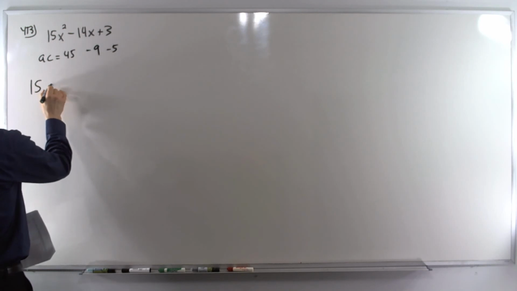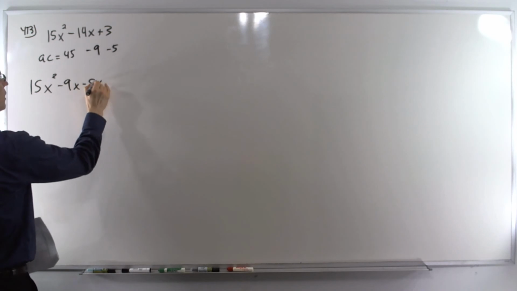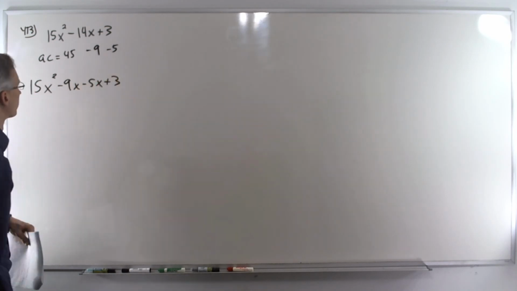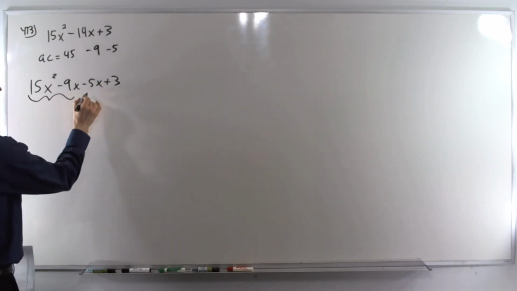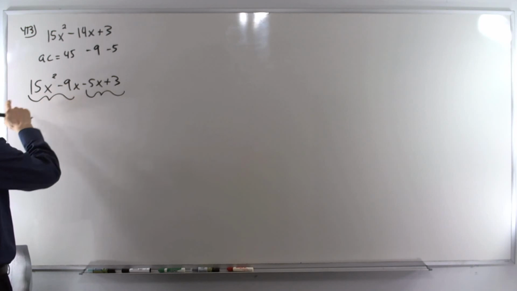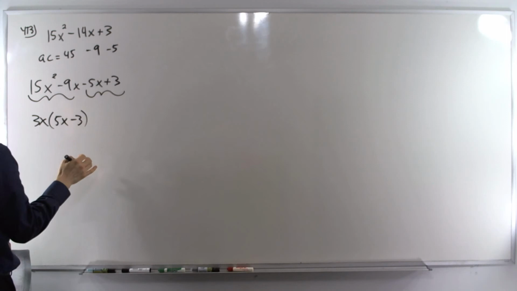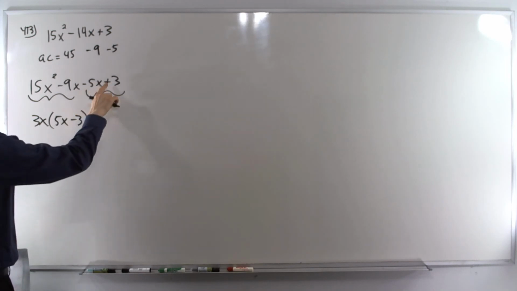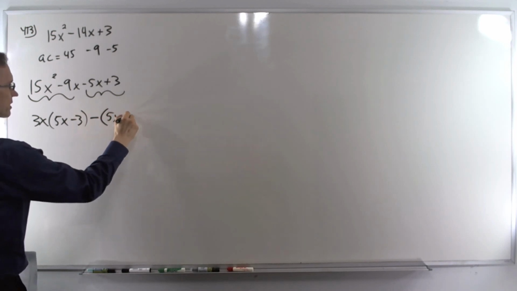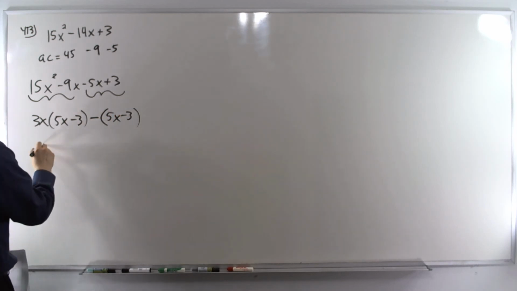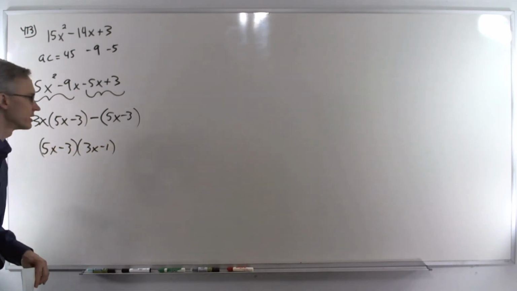I'm going to do the grouping method first this time. And now we will factor these by grouping. Okay, out of these two, I can pull out a 3x. That gives us 5x minus 3. And now we've got negative 5x plus 3, so the signs are switched. We need to pull out a negative, and that'll turn into 5x minus 3. We get 5x minus 3 times 3x minus 1.